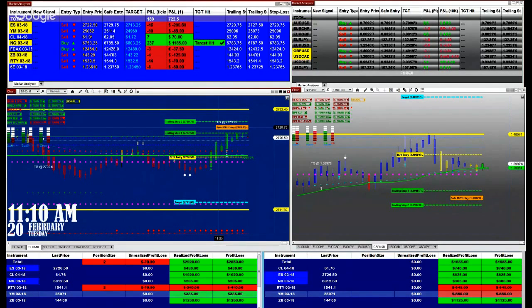Please follow the signals from the market analyzer, or you can follow the signals from down there from the scalpers. Both of them are auto trade. You can decide which one you want to follow. And if you have any questions, please contact.